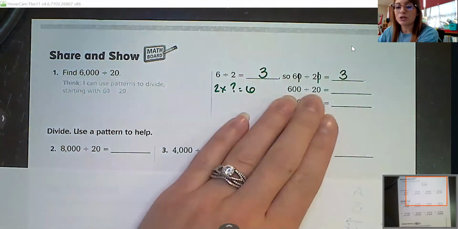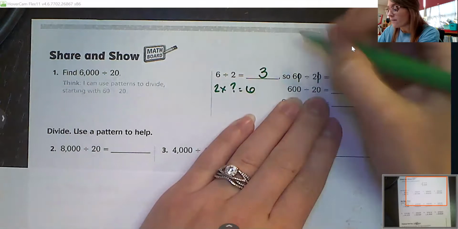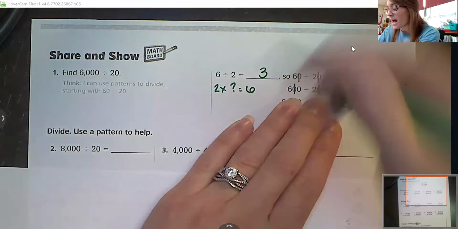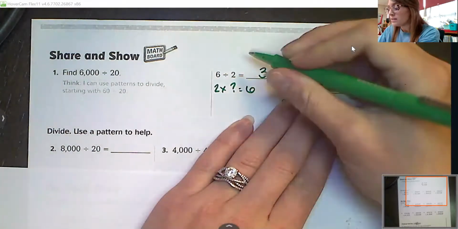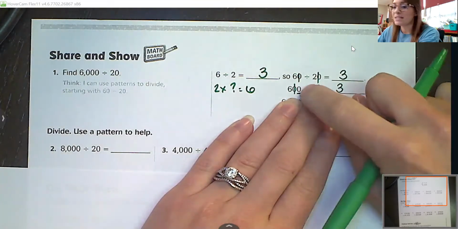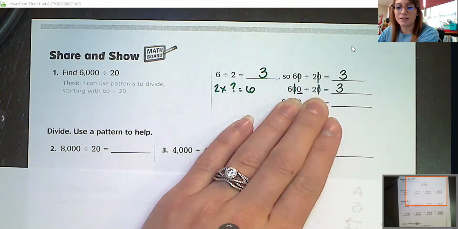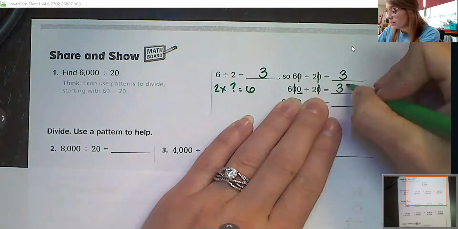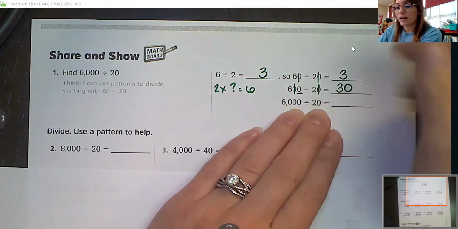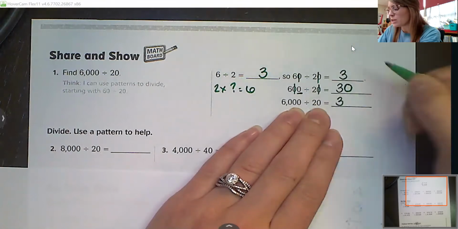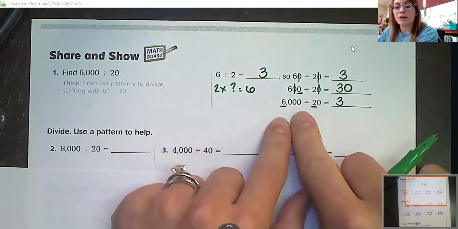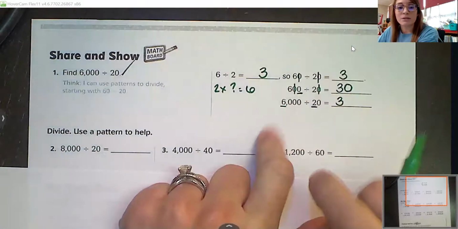Let's move on down to 600 divided by 20. I have 1 0 here and 1 0 here that cancel each other out, but I have 1 0 left over. 6 divided by 2 is still 3, but how many zeros do I have left that did not have a matching 0 on the other side? 1. Very good. So 600 divided by 20 is 30. Now I'm going to put that 3 there because we already know that's the answer to the basic fact part of my problem. So now we're looking at solving the original problem of 6,000 divided by 20.